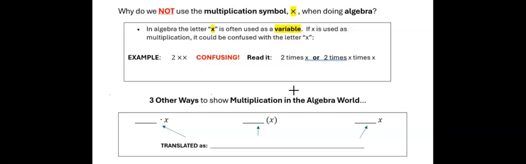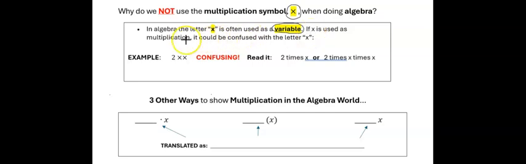Right, so now that we've got that vocabulary term down, what a variable is and why we call it a variable, we're now going to look at why in algebra we don't use the X for multiplication anymore. So you need to get used to this. We do not use this symbol in the algebra world for multiplication. In algebra, the letter X is often used as a letter, right? So we use it as a variable a lot. They like to use X in algebra.